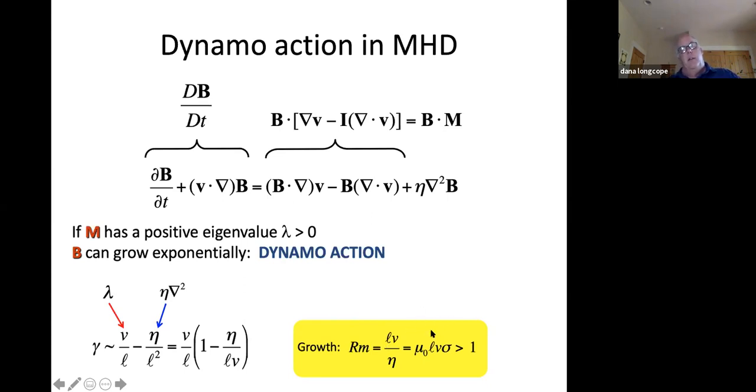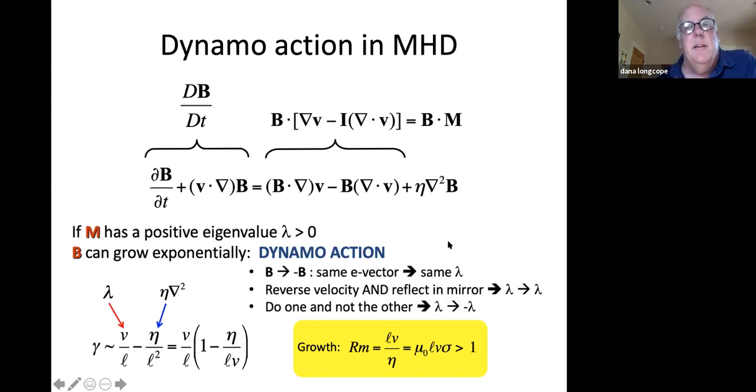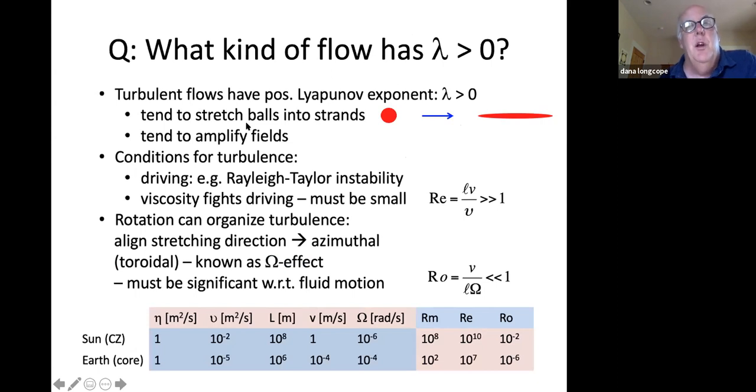So we just need the magnetic Reynolds number to be bigger than, in this case, kind of 1-ish, right? Depending on how this velocity and length are related to this eigenvalue. You do need the eigenvalue of this matrix to be positive. And what kinds of flows have positive Lyapunov exponents? The simple answer is turbulence. If the flow is going to take little bits of ink, say, and stretch it, basically mix your cream into your coffee, if it's capable of doing that, it's got a positive lambda. So any turbulence will do.